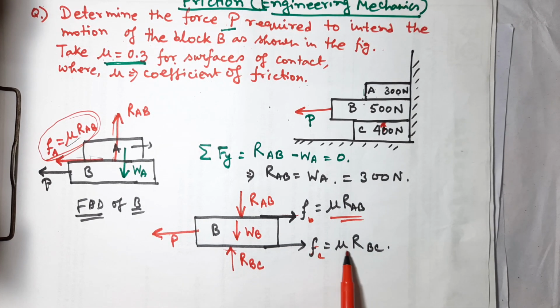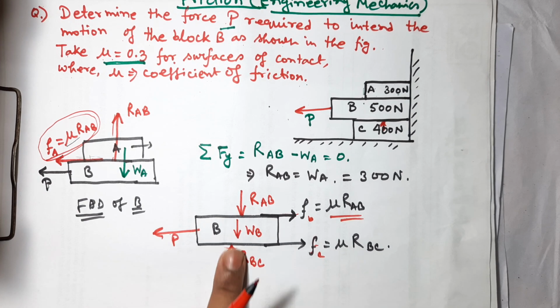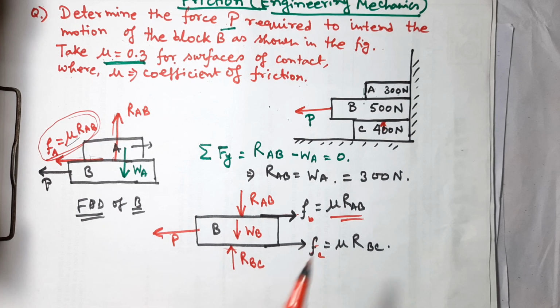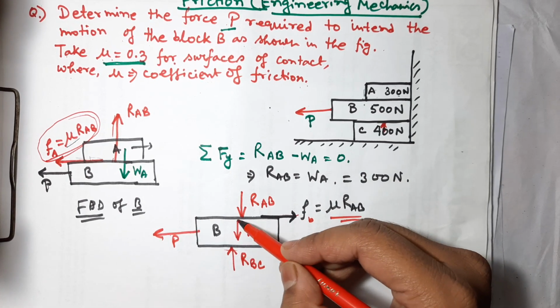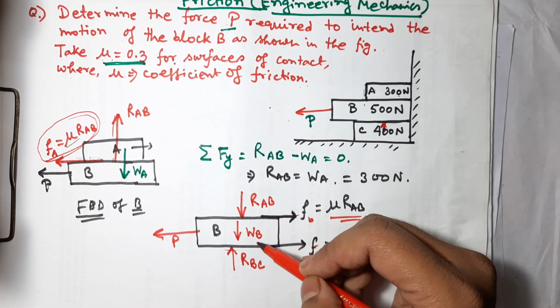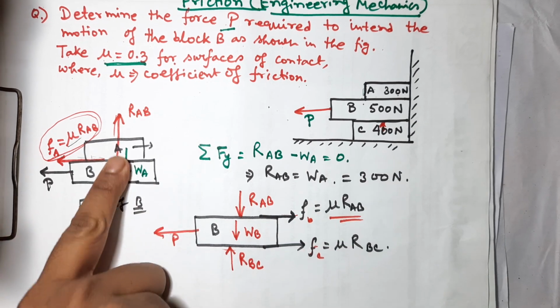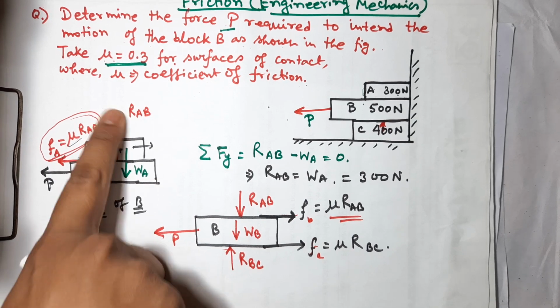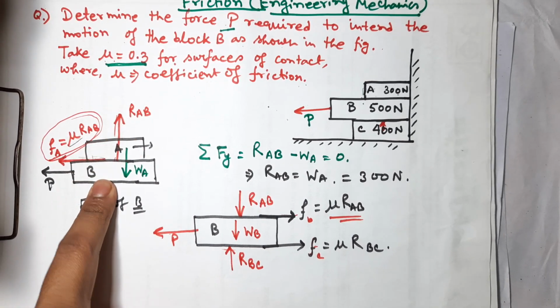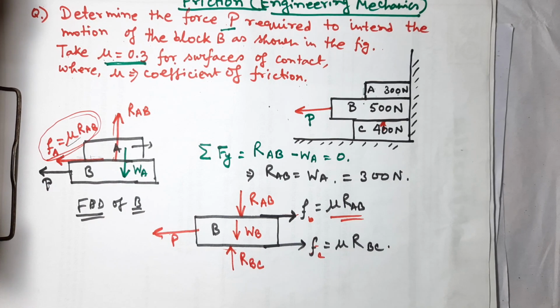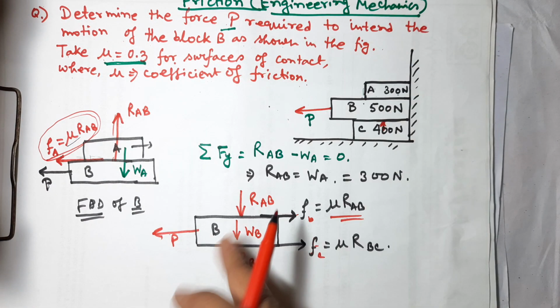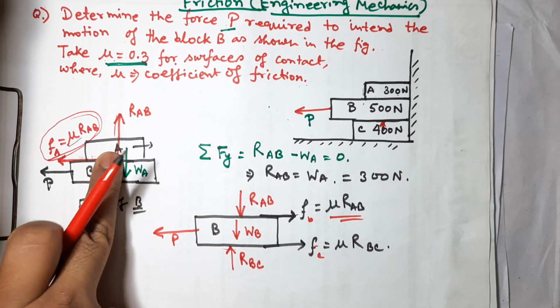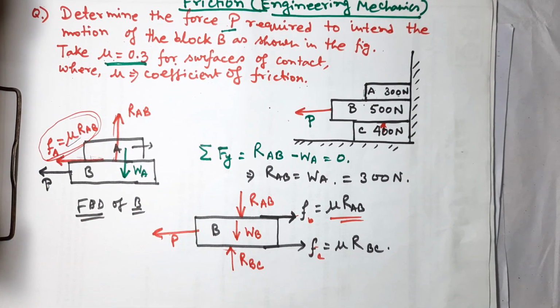So this is FC equal to mu RBC, okay? The normal reaction by the C block is RBC, and all of you know the weight of the B block is there, that is WB. And this RAB means what? This is the normal reaction by the B block on the A block. In the same way, the A block will exert its normal force on the B block, that is the RAB. If you consider this as action, this will be your reaction, right?